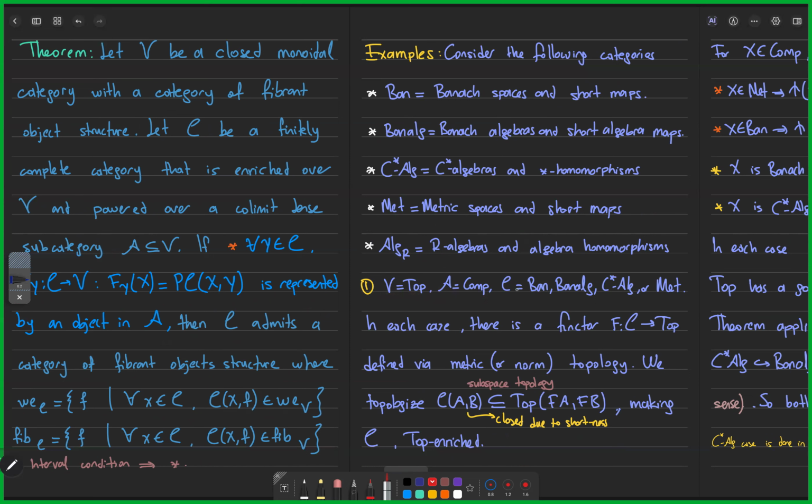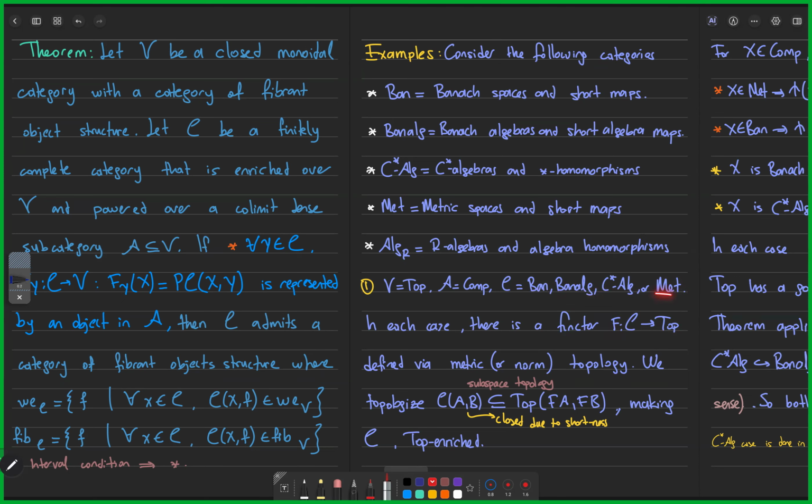A as the full subcategory of compact Hausdorff spaces, and C one of Ban, Banach algebras, C-star algebras or metric spaces, then in each case we have a functor from C to Top, which sends an object, if we choose Met, to its metric topology. If we choose the other three, they are normed spaces, so it sends an object to the norm topology. So if we choose Banach or C-star algebras, this is the norm topology functor. And if we have Met, we can say the metric topology functor.